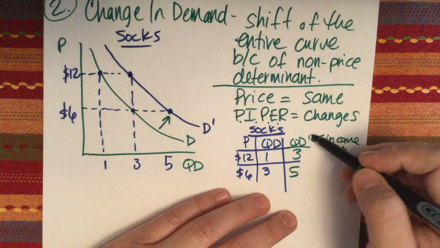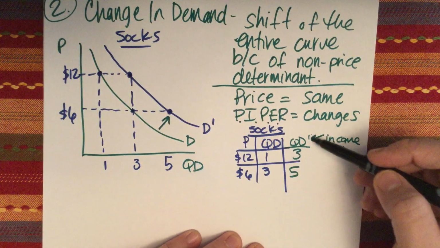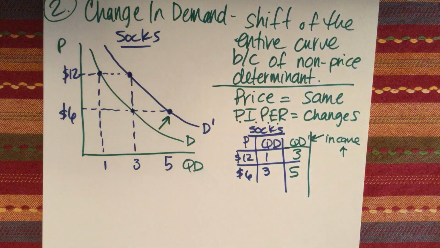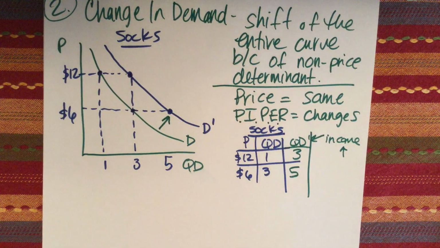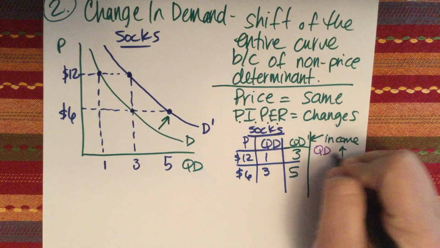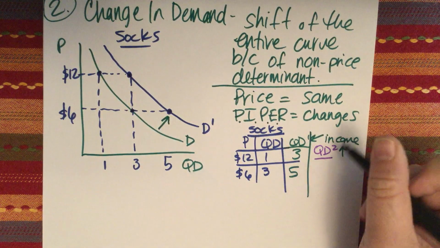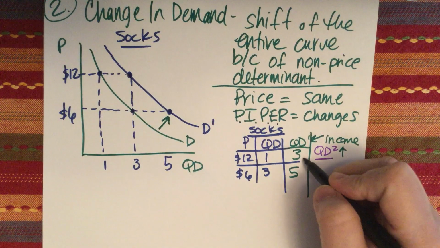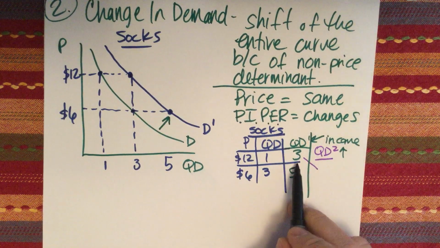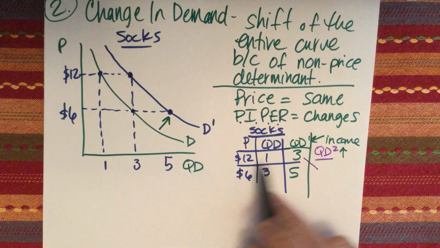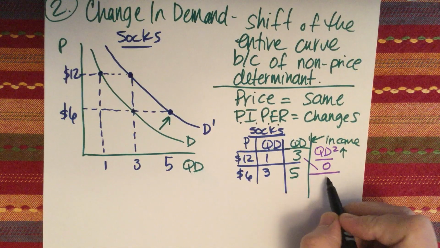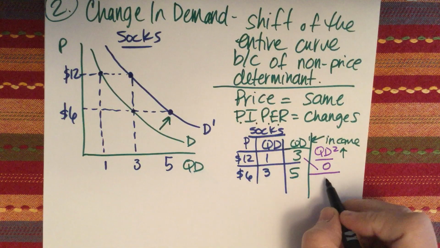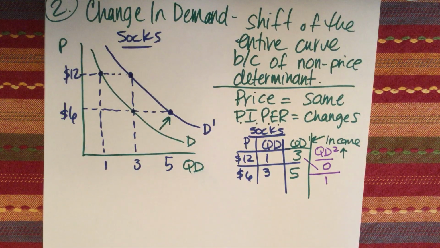Let's say, for example, then that, and I know I color-coded these opposite, I hope that doesn't confuse people, I'm going to have a QD2. This is where my income has gone down, so that at $12, I'm not even going to be able to afford 1 pair of socks. I'm not going to afford any at all. And then at $6, I'm going to afford not even 3. I'm going to afford only 1 pair of socks.